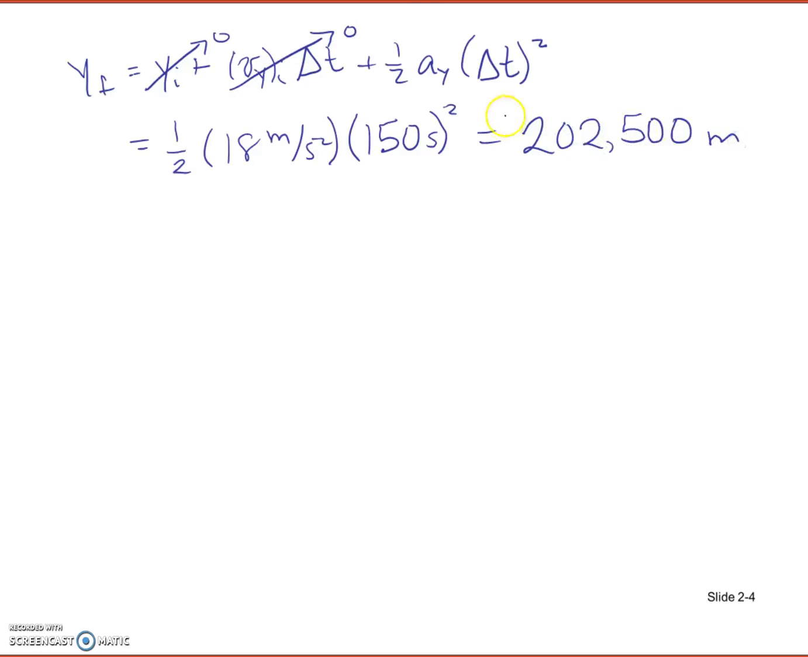I see this is 202,500 meters. Can round that to a certain number of decimal or significant figures, but I don't really care that much. It's about 202 kilometers. 200 kilometers? Yeah, that seems about reasonable for a rocket going into outer space. That definitely gets us quite far away from the Earth. Okay, good. Any questions? Let's talk about it in class next time we meet.